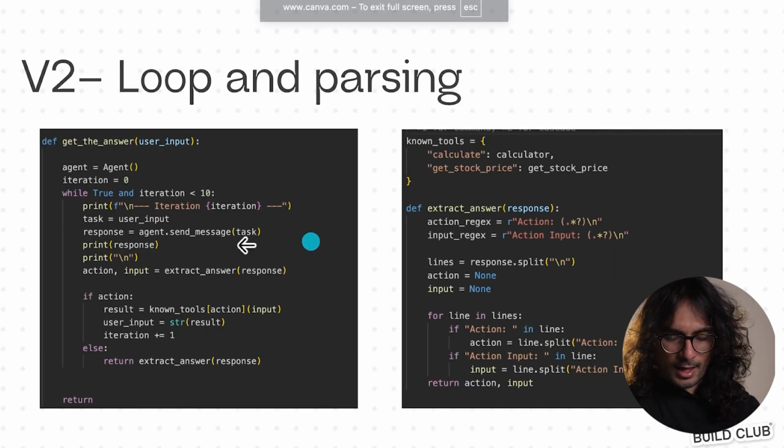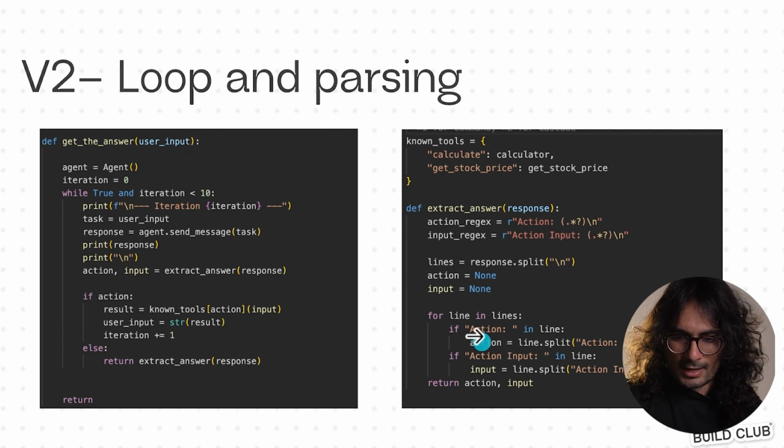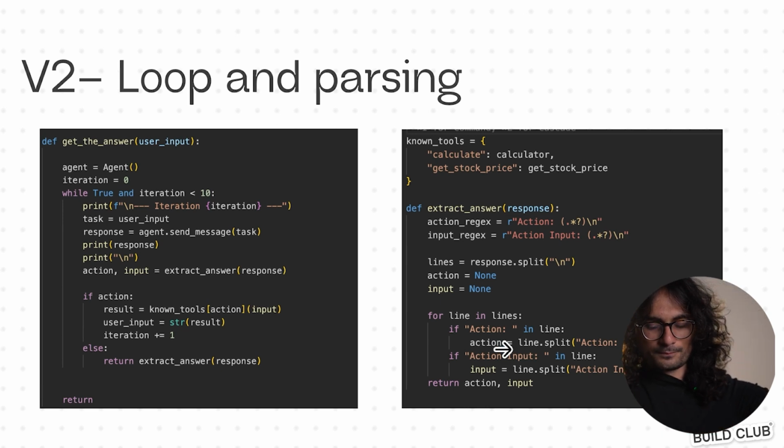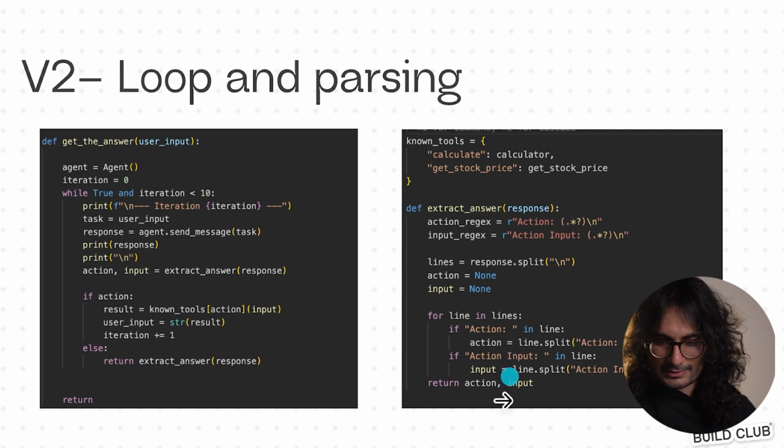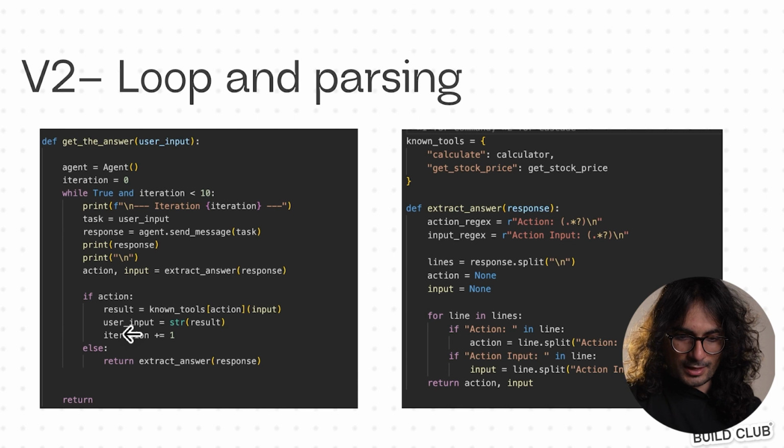You saw the prompt. But version 2 is basically creating a loop and parsing. So parsing the information: you split the result, get the action and the input, and return the action and the input right here. And then here you get the task, and then you get the response, and then you extract the action and the input. And if it is an action, you run the functions, and if it's not, you return the actual response in this case.